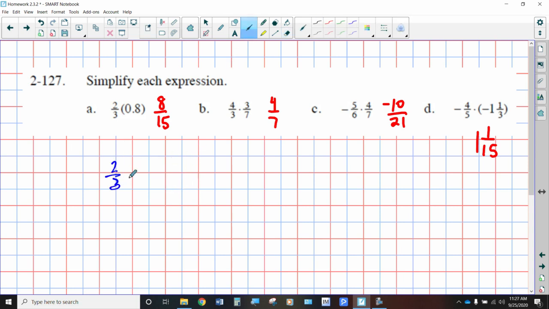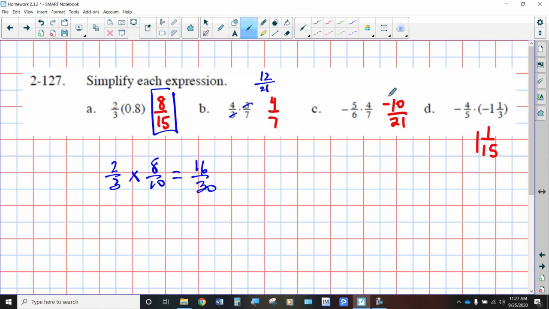So 2/3 times 8/10, that's a little easier. You get 16/30. And of course, 2 goes into both of them, so that can be simplified. Here, 4 times 3 is 12, and 3 times 7 is 21, but you may recognize that you can cross cancel the 3s and leave you with 4/7.